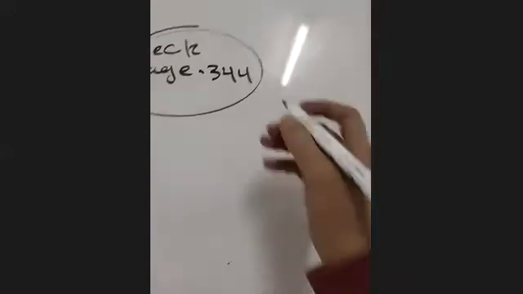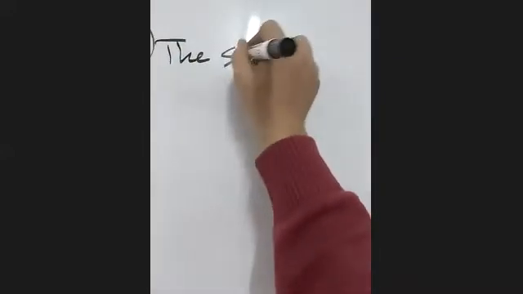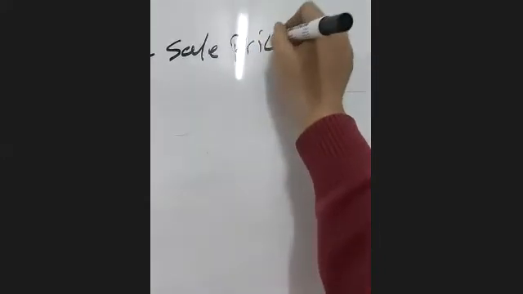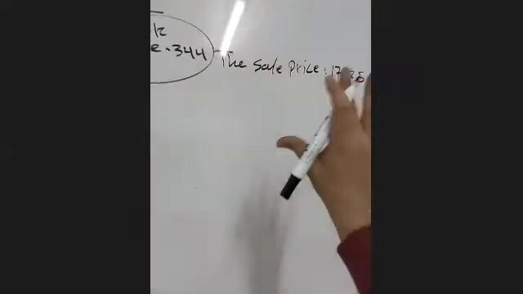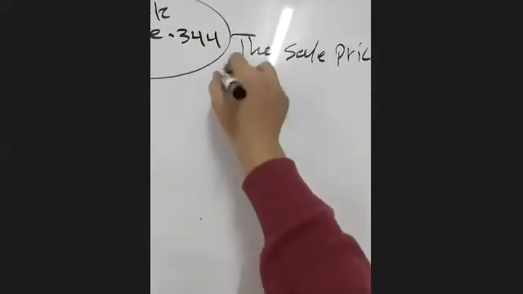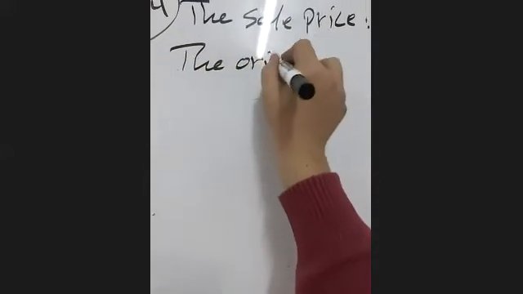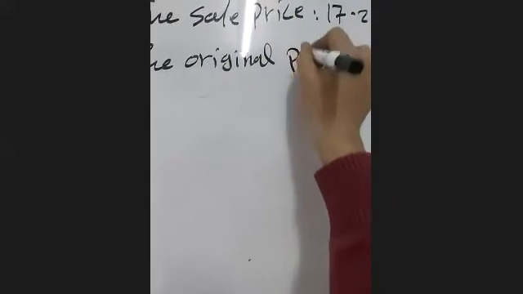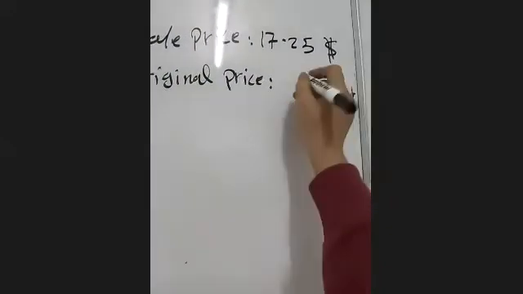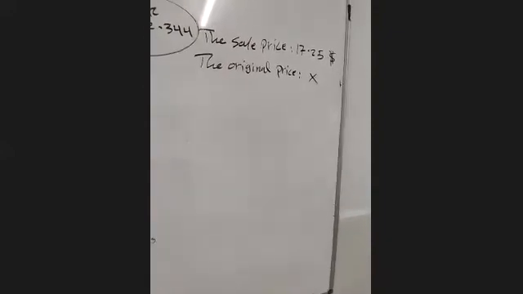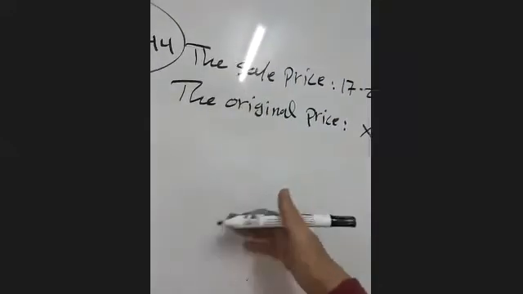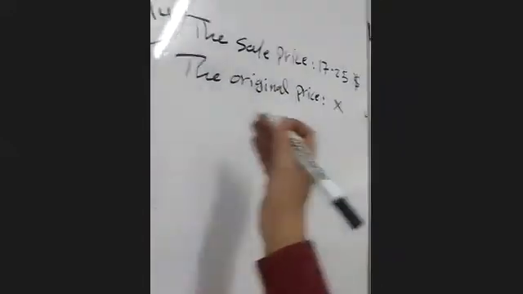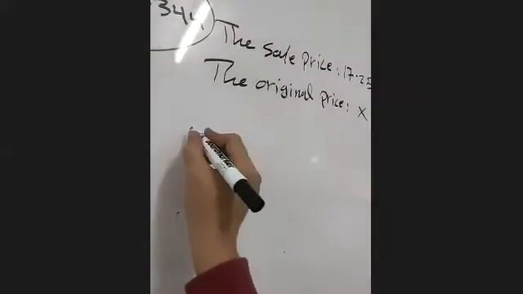Let's prepare our things here. The sale price is how much? $17.25, right? Are you with me? Do we know the original price? No. What will we give it? X. Now the difference, the question said, the difference between the original price and the sale price means X minus 17.25, right? Yes.